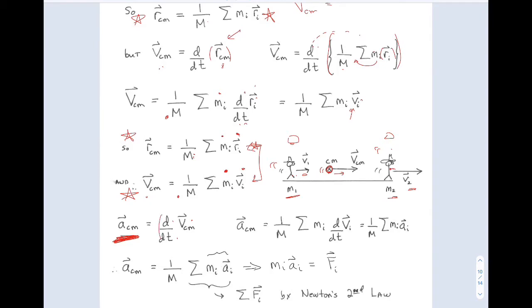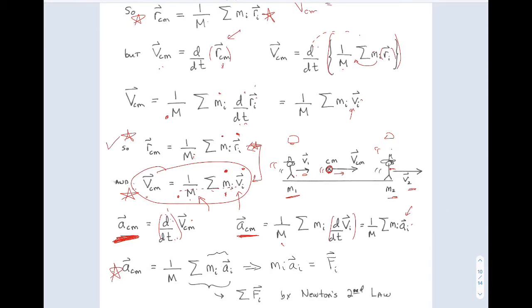So I'm taking the derivative with respect to time of the velocity of the center of mass. I did d by dt of this. The mass m sub i comes outside, since that's constant, so the derivative moves through the capital M, through the sum, and through the m sub i. So I'm taking d by dt of v sub i. The derivative of velocity is acceleration, so the derivative of v sub i with respect to time is a sub i. So the acceleration of the center of mass has that form.